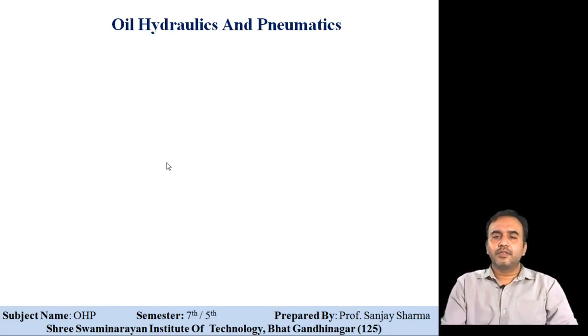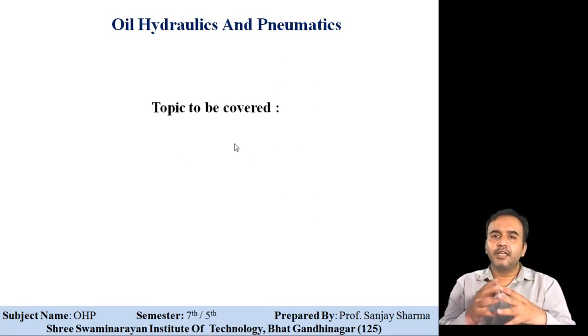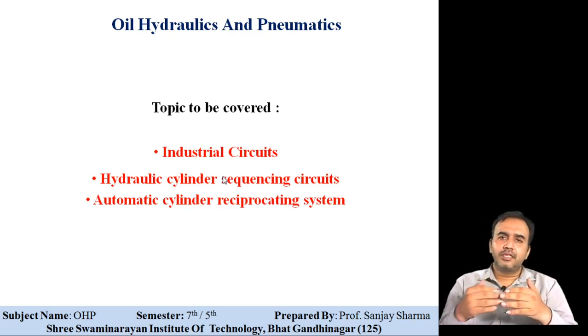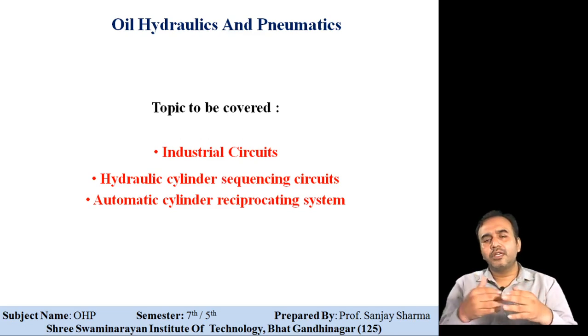Hello students, in today's video we will see the topic industrial circuits, that is hydraulic cylinder sequencing circuit and automatic cylinder reciprocating circuit. Now friends, again these are industrial circuits which are common in use. Hydraulic cylinder sequencing circuit is a circuit where the sequencing of two cylinders is required one after the other.